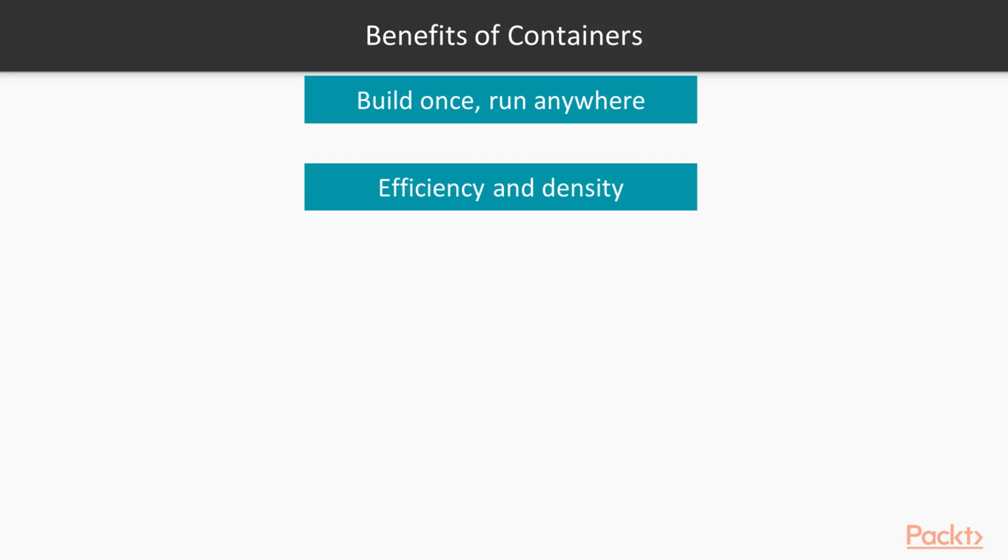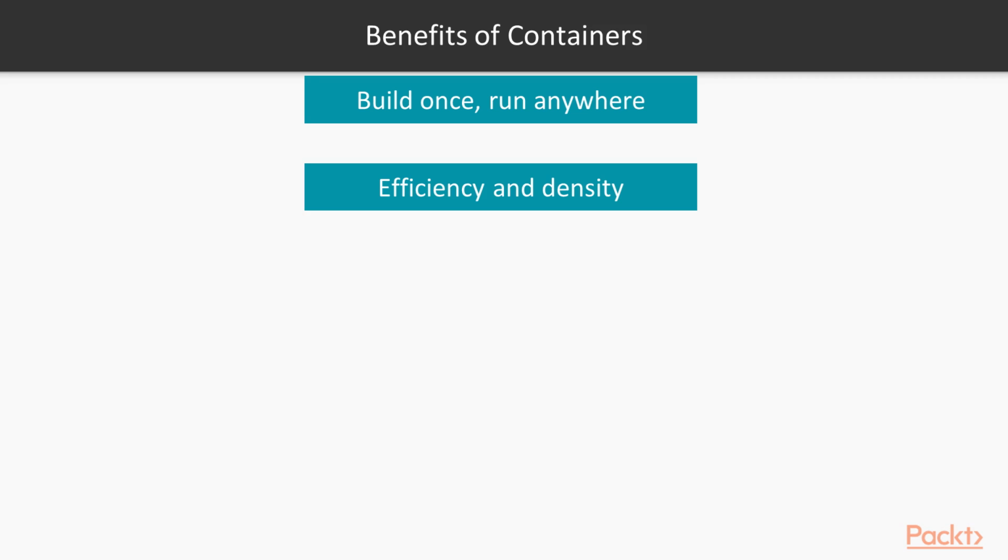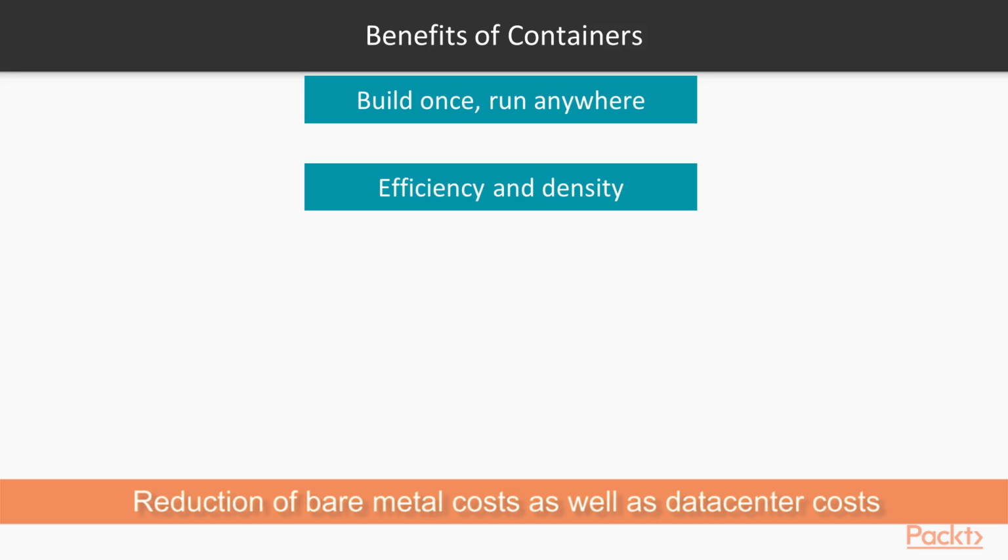Efficiency and density. Containers are small since they do not require a separate operating system. A typical virtual machine can be easily up to several gigabytes, while a container can be only a few megabytes. So it is pretty common that we run more containers than VMs on a single server. Also, containers have a higher utilization level with regard to the underlying hardware. This results in a reduction of bare metal costs as well as data center costs.